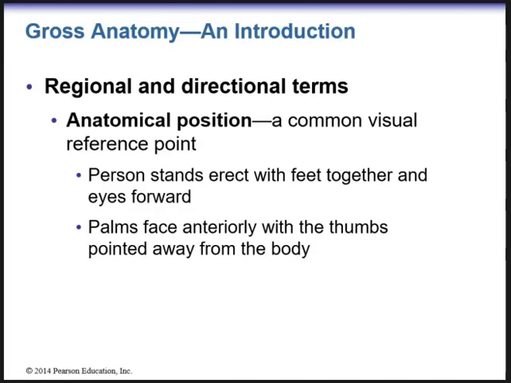All right, so now we are going into gross anatomy and different regional and directional terms. First, we're going to discuss anatomical position. Anatomical position is a common visual reference point. This is when a person is standing up. The person stands erect with feet together, usually about shoulder length apart, eyes forward. The person will then have their palms face anteriorly with the thumbs pointed away from the body. So that would be anatomical position.